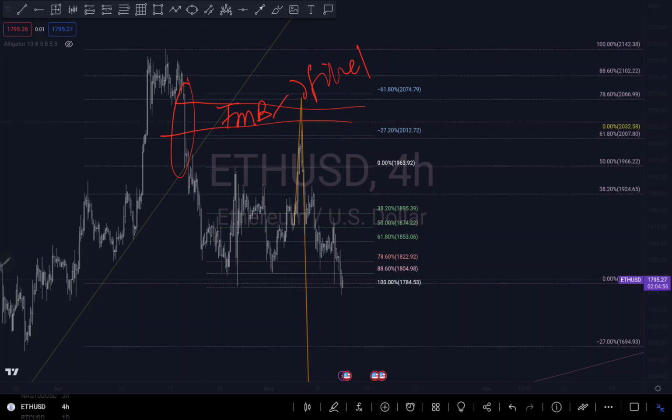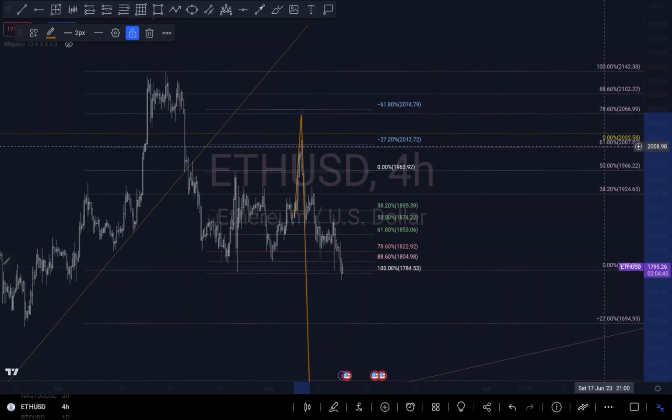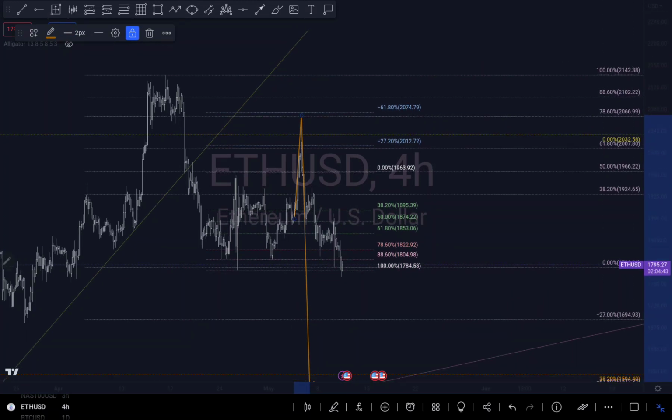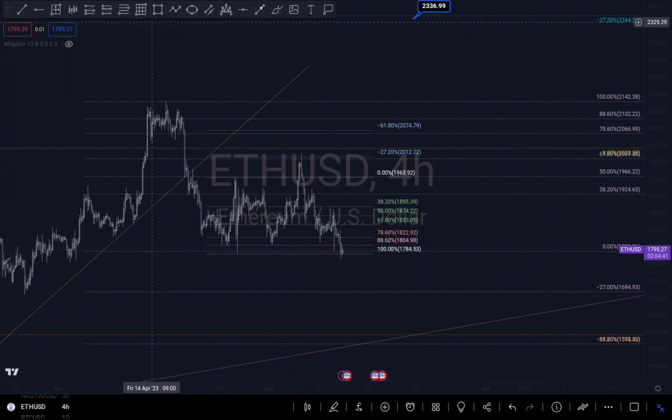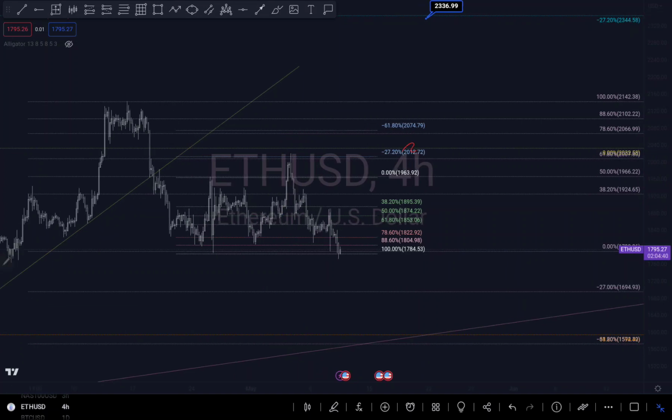So I said there's a possibility we might get to that level before we reverse to the downside. But as you can see, if I delete this image that I have here, you can see that we just got to my negative 27% level before we start reversing to the downside.